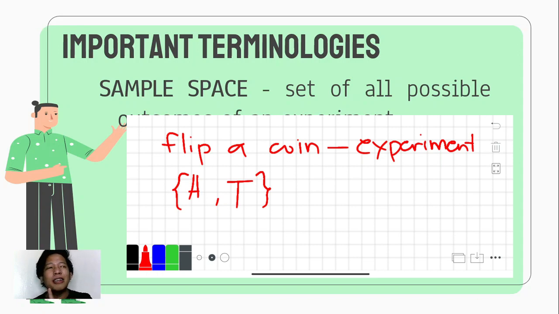Isa lang naman yung coin na pinlip natin, di ba? So, we either get a head or a tail. Ibig sabihin, this is our sample space. So, yung mga posibleng outcome, yung set ng posibleng outcomes mo sa experiment mo.